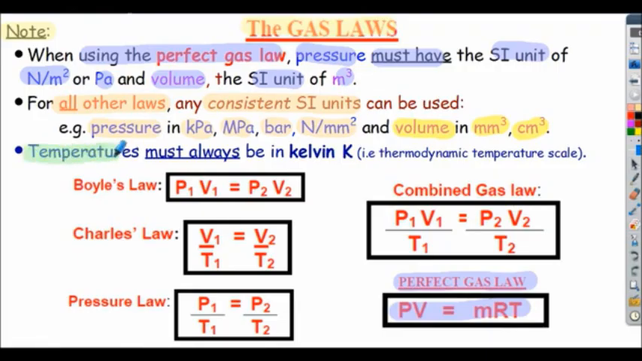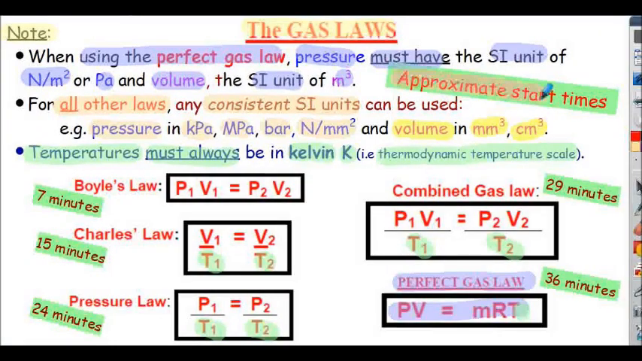However, all temperatures throughout all of the gas laws must always be stated in the Kelvin scale, capital K. That's the thermodynamic temperature scale. So that's very important. All the temperature values, these T values shown here, must always be in Kelvin. There is no exception for that. It's very important.